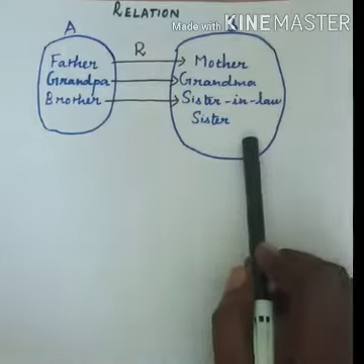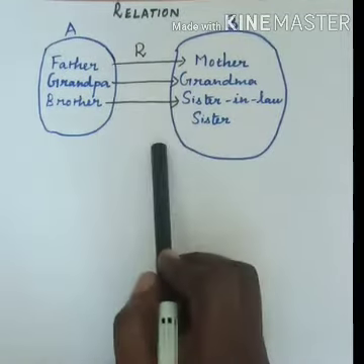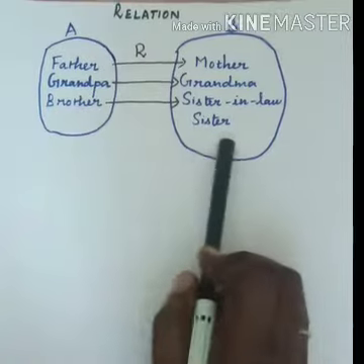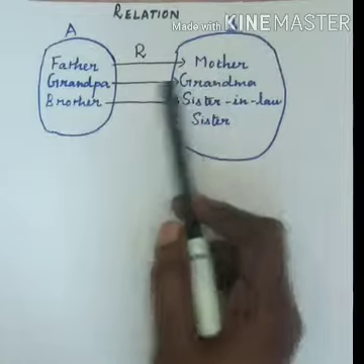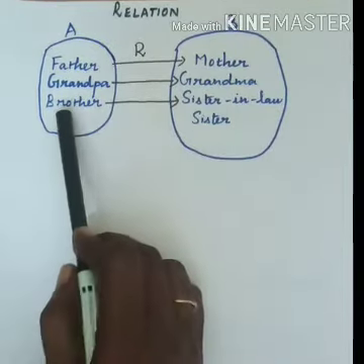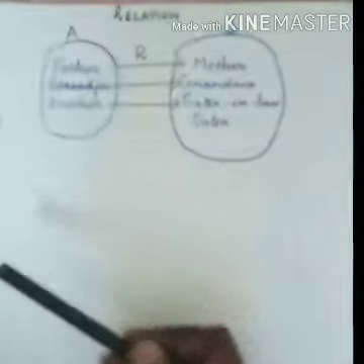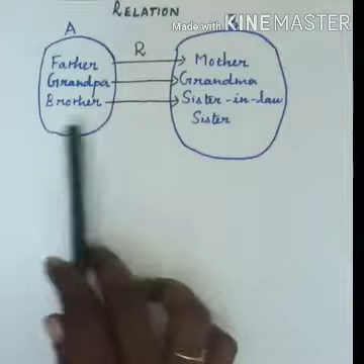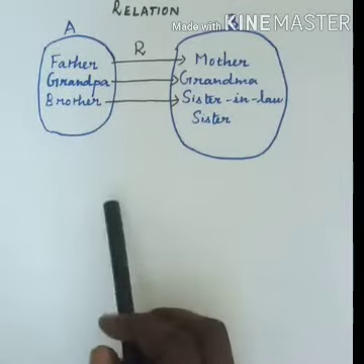Next, we have to identify the relation R. How many pairs we have identified from these two groups? Father comma mother is one pair. Grandpa comma grandma is another pair. Brother comma sister-in-law is another pair. So we have three pairs from these two groups.